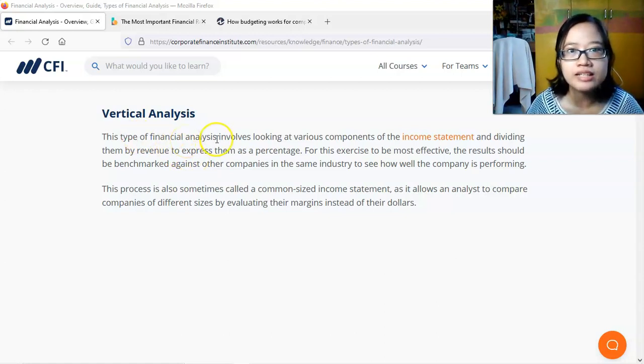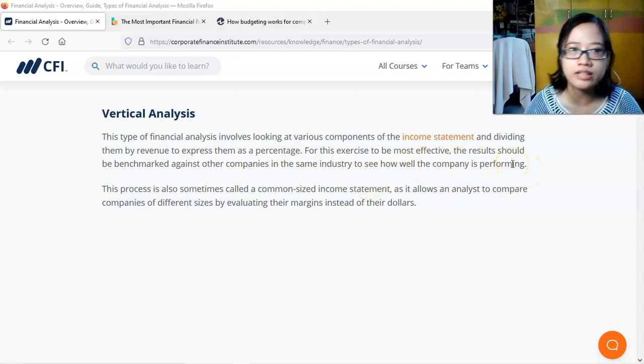This vertical analysis involves looking at various components of the income statement and dividing them by revenue to express them as a percentage. For this to be most effective, the result should be benchmarked against other companies in the same industry to see how well the company is performing.